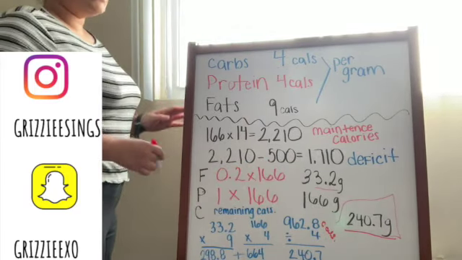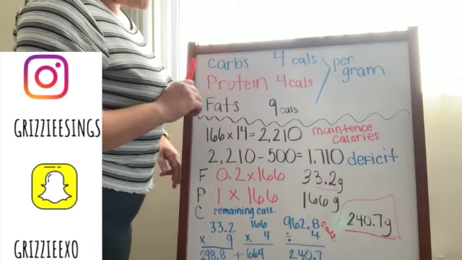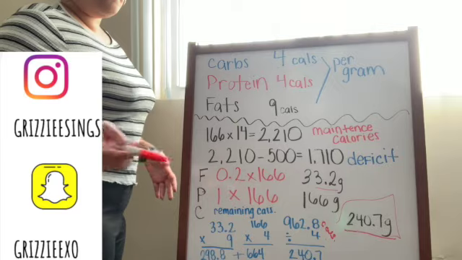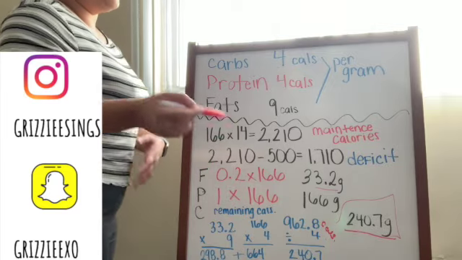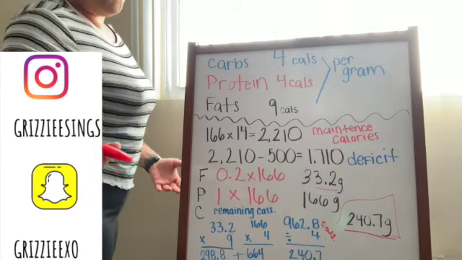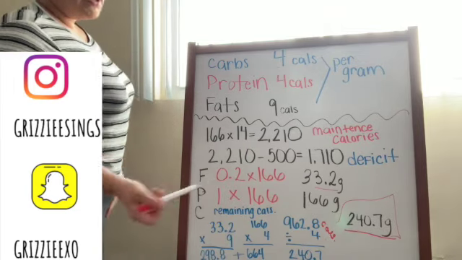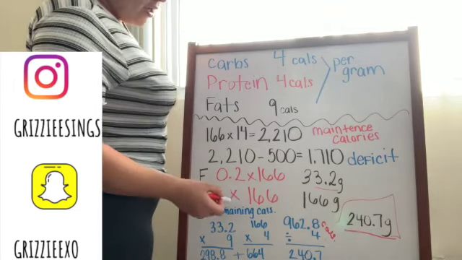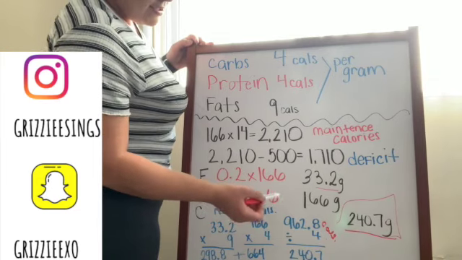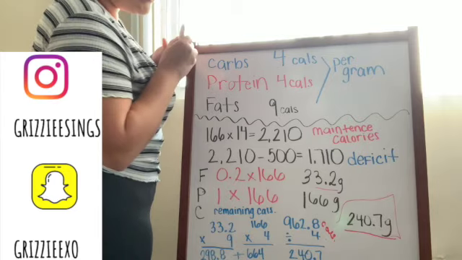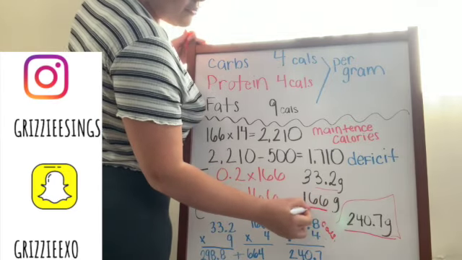Now protein. Protein is very easy. All you're going to do is take the number 1 and multiply it by your body weight. So if you're 200 pounds, you're going to multiply 1 times 200, 200 grams of protein to sustain your weight loss or weight gain. So for me, it's 1 multiplied by 166. So I need to have 166 grams of protein to lose weight.